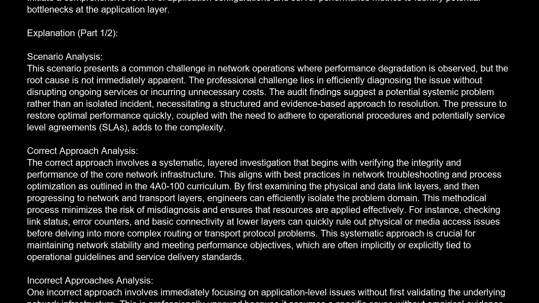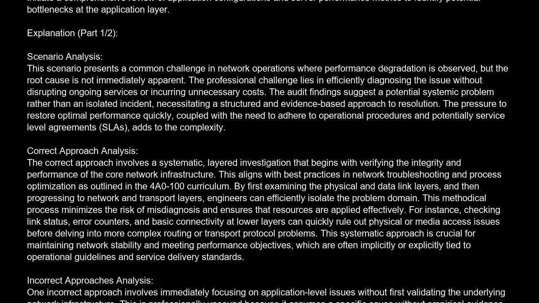For instance, checking link status, error counters, and basic connectivity at lower layers can quickly rule out physical or media access issues before delving into more complex routing or transport protocol problems. This systematic approach is crucial for maintaining network stability and meeting performance objectives, which are often implicitly or explicitly tied to operational guidelines and service delivery standards.